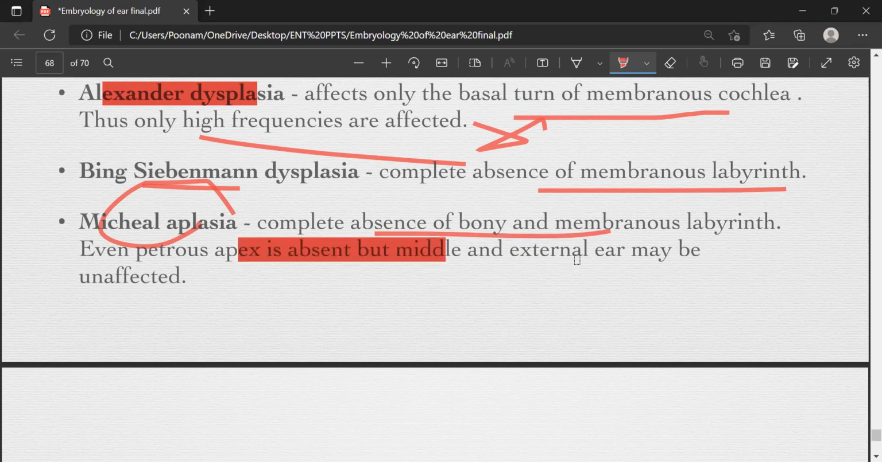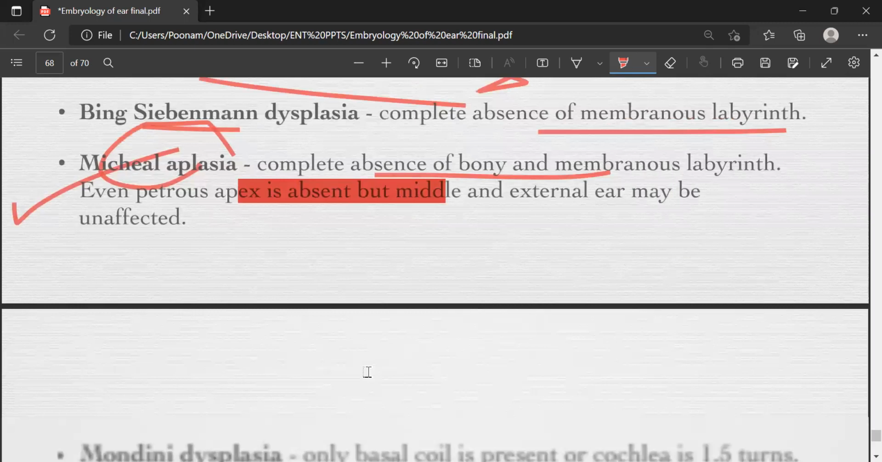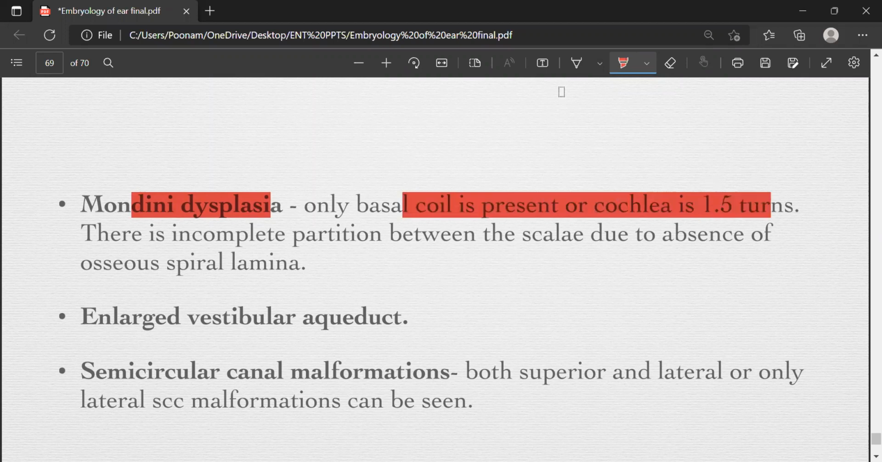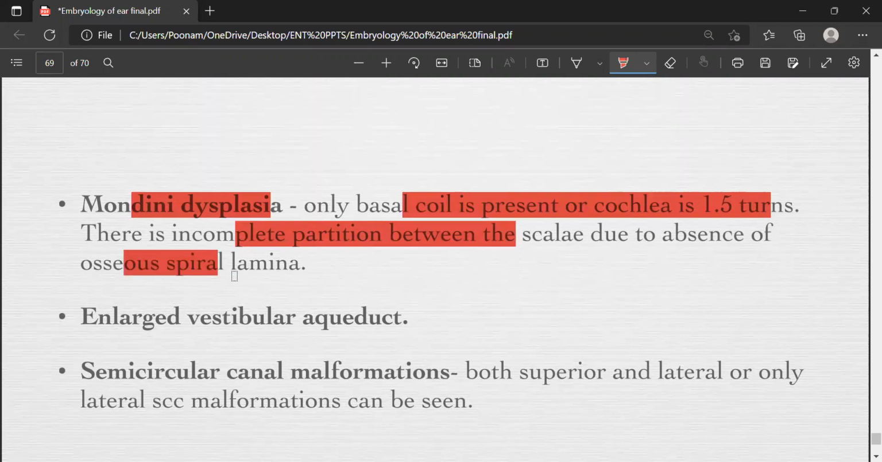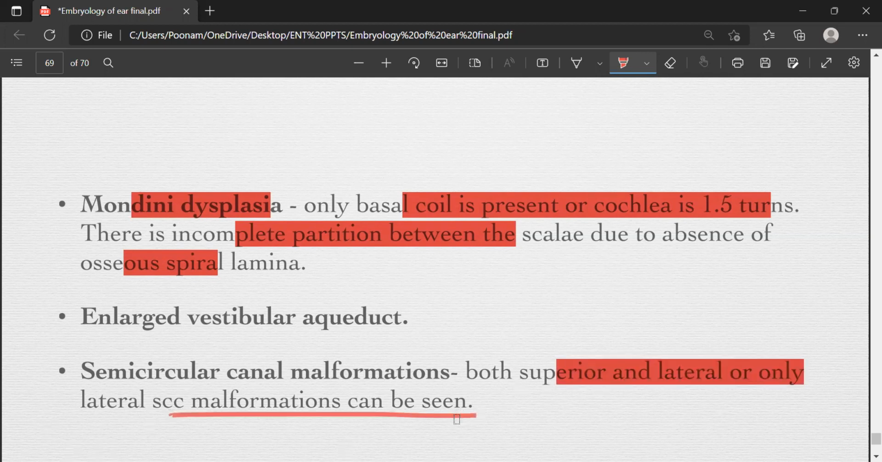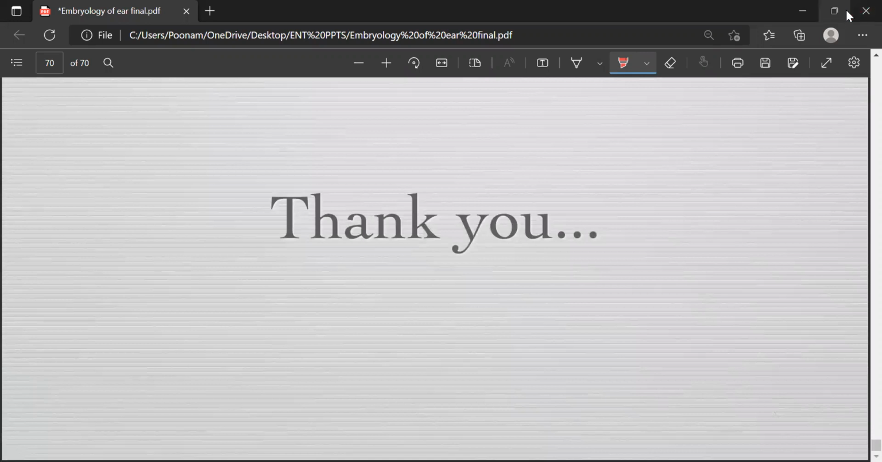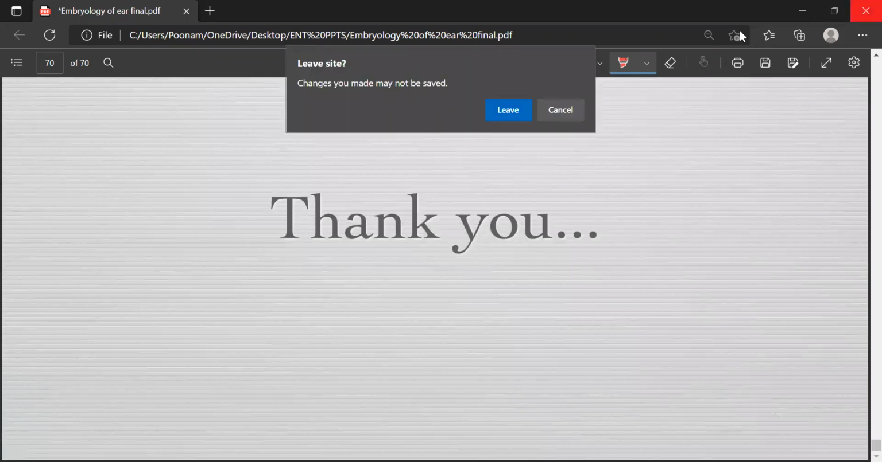Even the petrous apex is absent, but the middle and external ear may be unaffected. So this point is to be noted: in the inner ear there will be Michel aplasia, and the external and middle ear may be normal. Then compared to this, in Mondini dysplasia only the basal coil is present, so 1.5 turns instead of 2.5, we have 1.5. There is incomplete partition between the cochlea and vestibule due to absence of the osseous spiral lamina. Enlarged vestibular aqueduct. Semicircular canal malformations, both superior and lateral, or only lateral semicircular canal malformations can be seen. So I guess you have understood this.